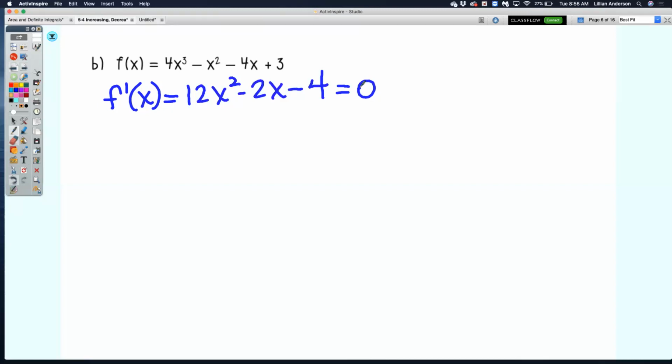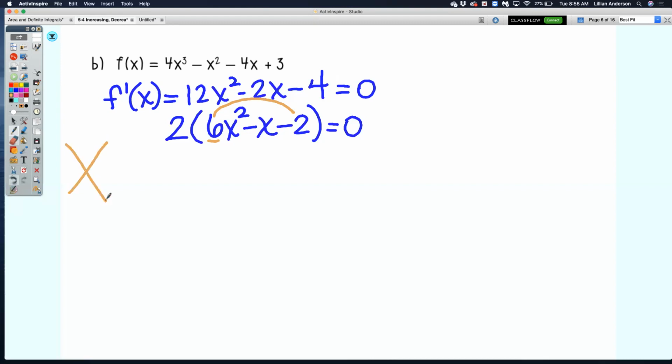So, is there a GCF here? There's a 2. When I factor out the 2, I get 6x squared minus x minus 2. And I said this is a great time to review factoring because I think some of you are still taking SATs and ACTs. Whenever there's an A value, like there is here, remember you have to slide it. You have to multiply A and C together. What's 6 times negative 2?